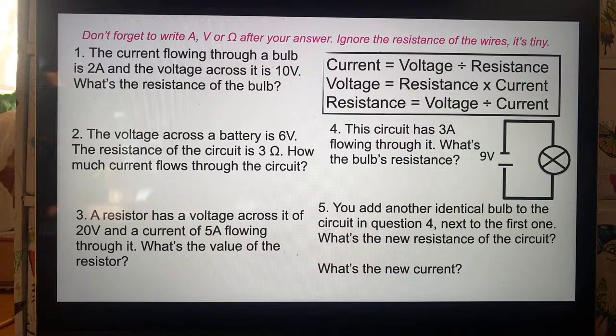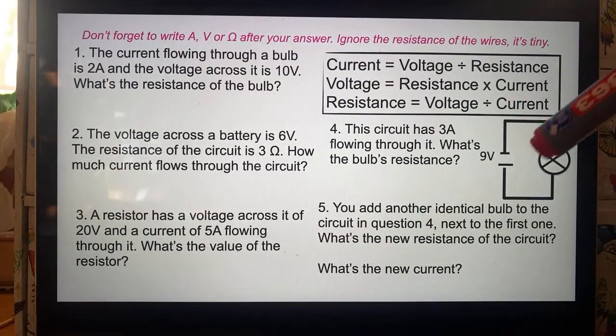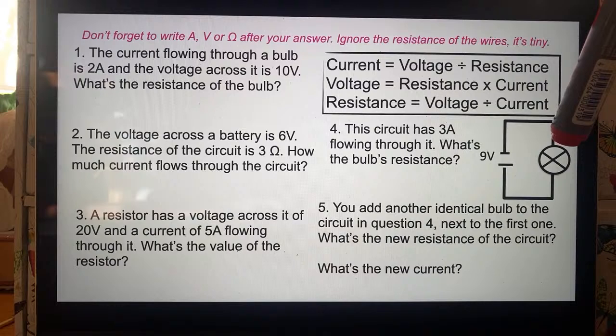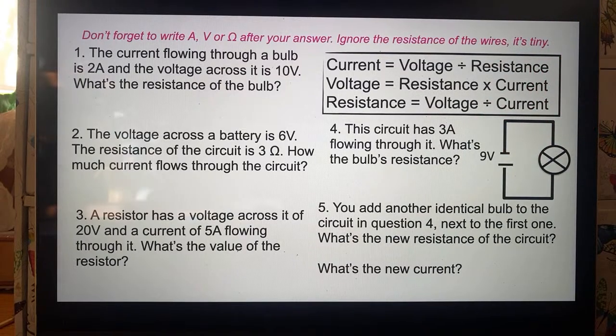Number 4, this circuit has 3 amps flowing through it. What's the bulb's resistance? And you've got a circuit here. Again, it's just a bulb and some wires and a 9 volt cell. And number 5, you add another identical bulb to the circuit in question 4, next to the first one. What's the new resistance of the circuit and what's the new current?